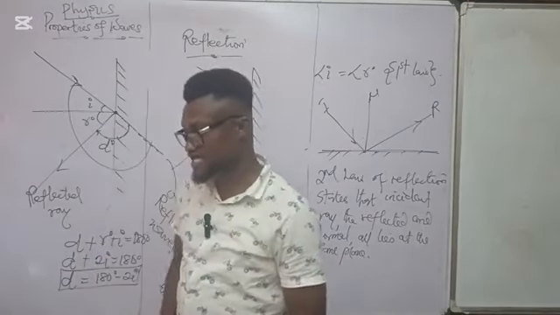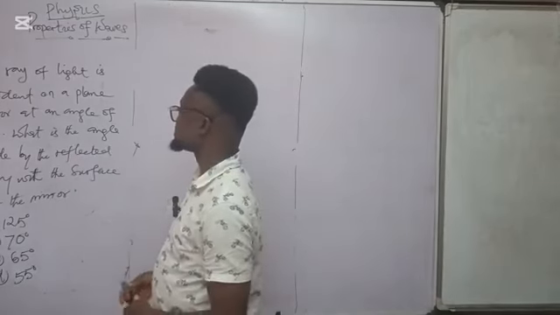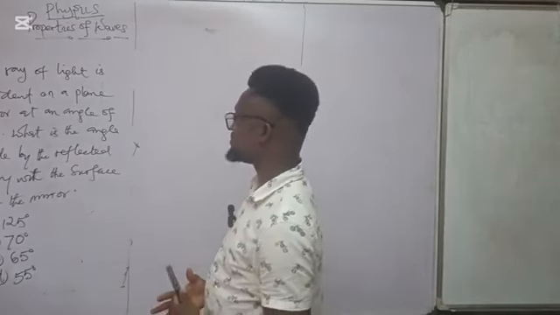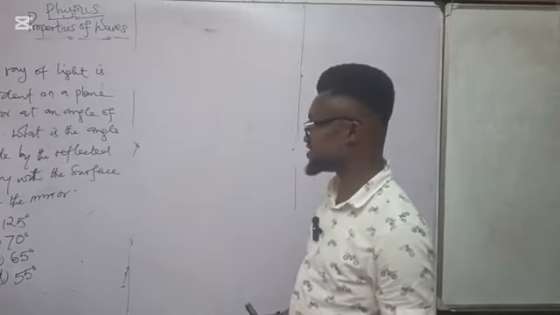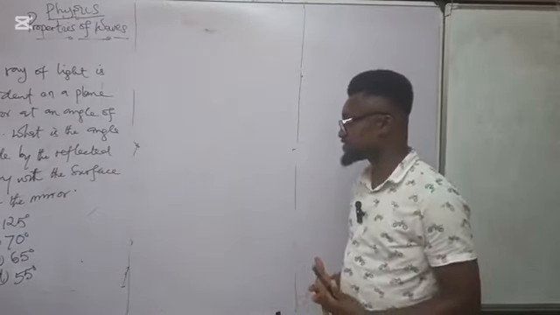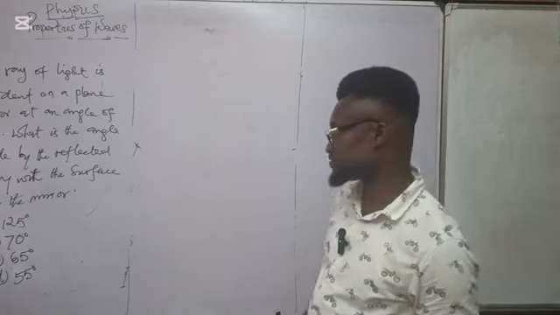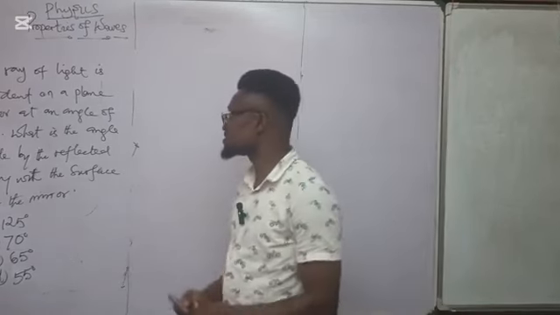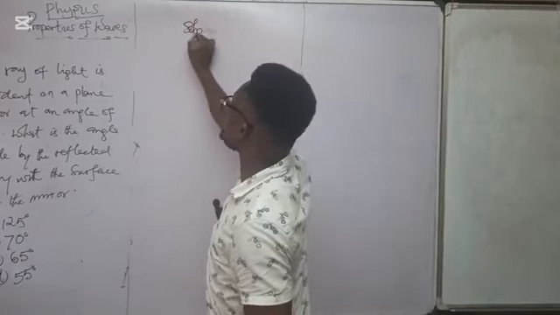Now let's look into calculation. A question on the board reads, a ray of light is incident on a plane mirror at an angle of 35 degrees. What is the angle made by the reflected ray with the surface of the mirror? Then we have the options given. Now, solution to the question.